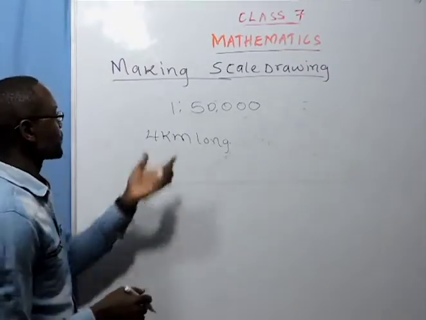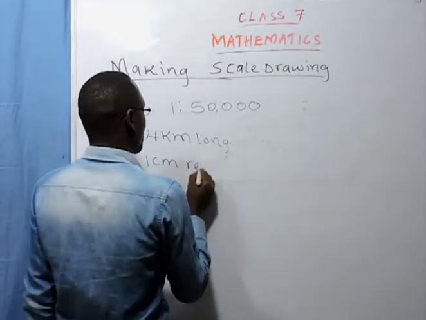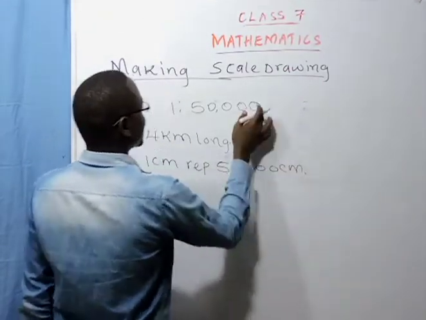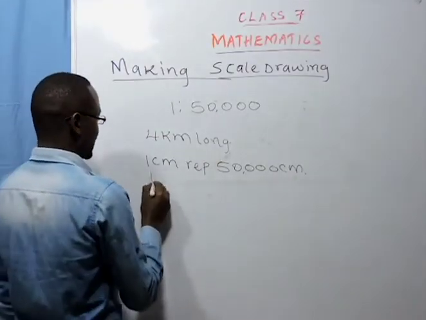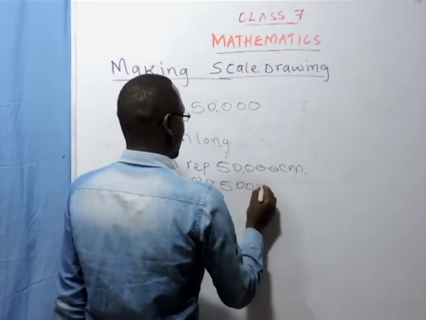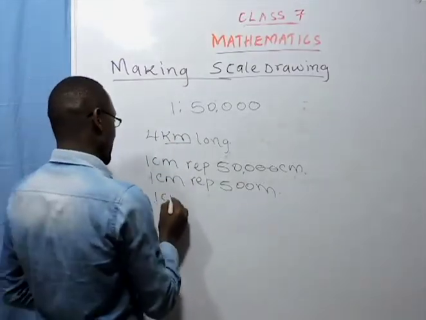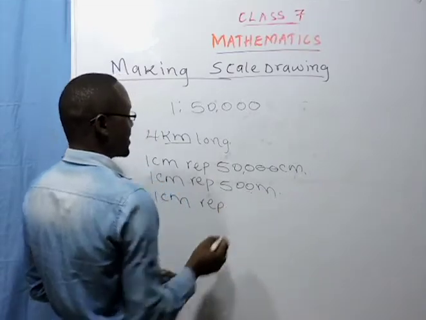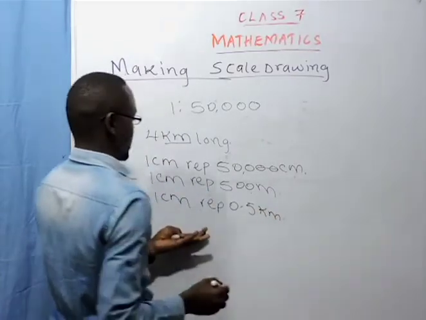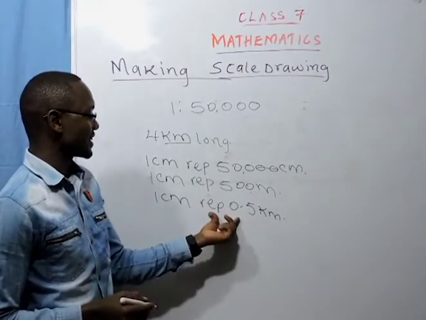So what are we going to do? Write the scale in statement form, in linear form. 1 centimeter will represent 50,000 centimeters. We've just inserted centimeters. To convert this to meters, 1 centimeter represents how many meters? 500 meters. Because we are given the length in kilometers, we say 1 centimeter represents how many kilometers? 500 meters is the same as 0.5 kilometers. So this is just the same scale. It was in ratio form, then we've written it in statement form.